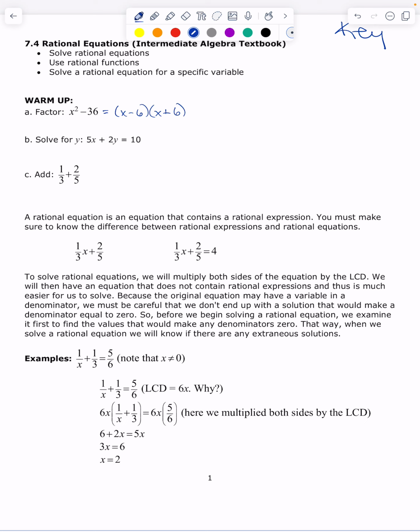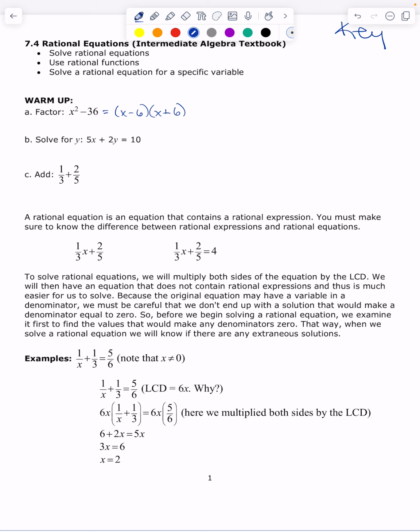Okay, here are the supplemental 7.4 notes. These are rational equations, or solving rational equations is really what we're focusing on. First thing, this might be a good time to pause the recording, do the 3 problems in the warm-up, and just make sure you remember how to do some of the foundational stuff. So, welcome back.